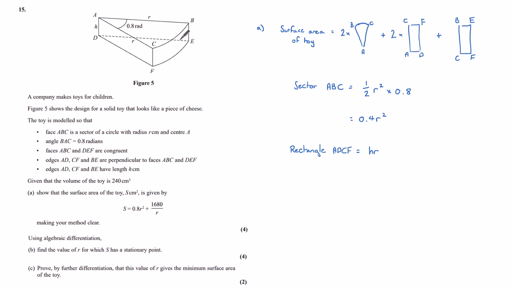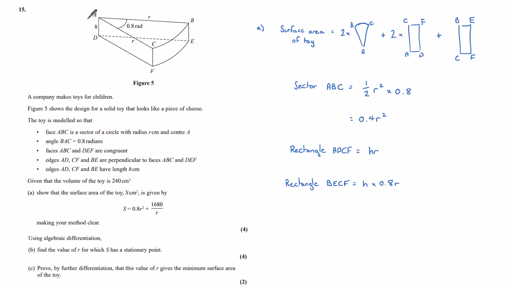And then my rectangular face on the front here, the curved rectangular face, is the height multiplied by the sector arc length, and arc length is Rθ. So this is H times R, and my theta in this case is 0.8. So that rectangular face has area H times 0.8R.